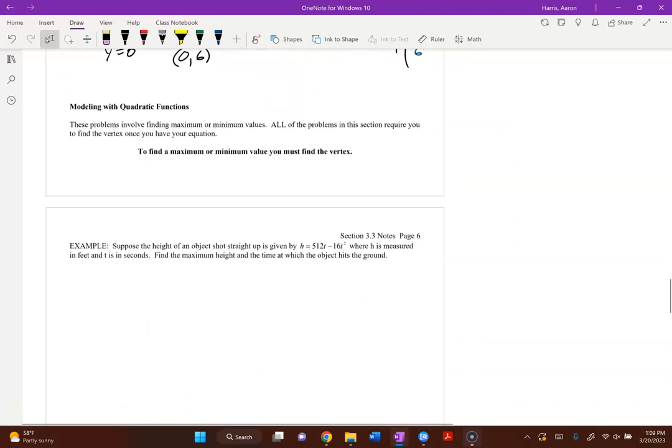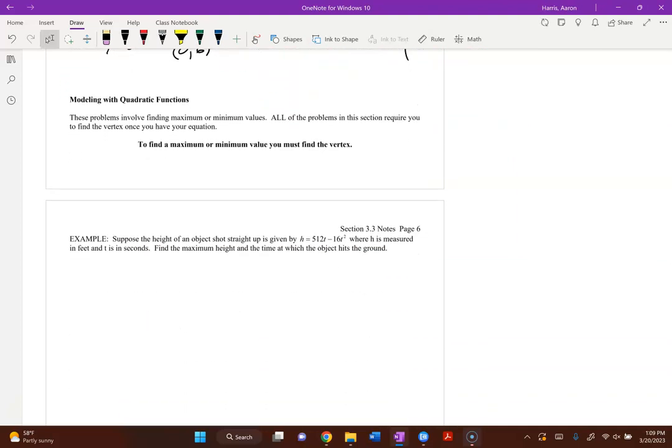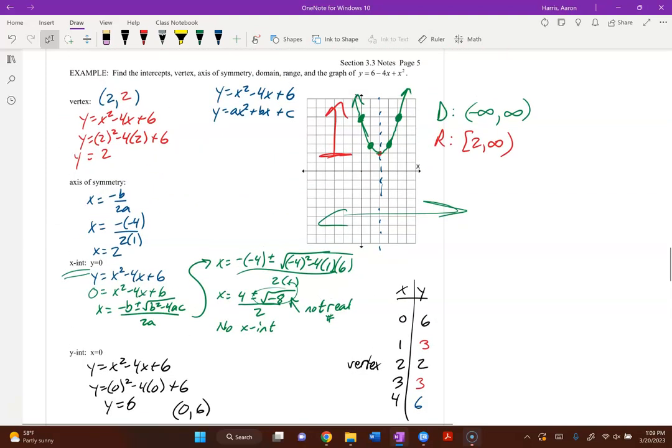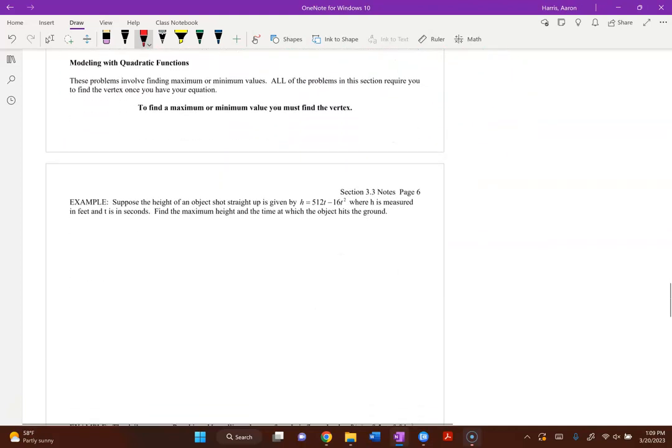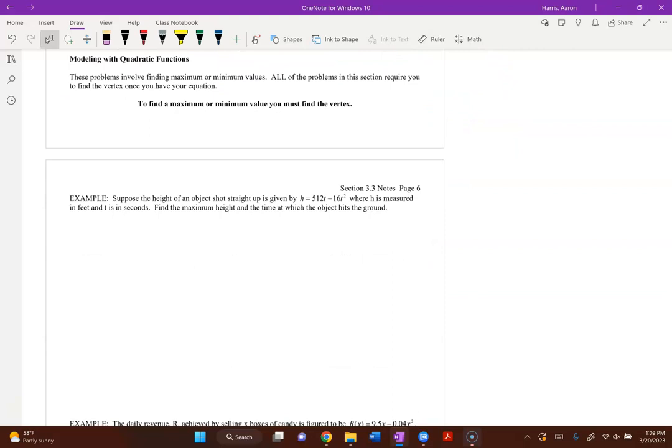All right, let's do a little bit of modeling now. Modeling, oh, and I should say this vertex here, is that a maximum or a minimum? Minimum, yeah. So the minimum value is 2. It occurs at x equals 2. So when you're modeling with quadratics, you're going to be involving those. You're going to be thinking about your minimums and maximums quite a bit.